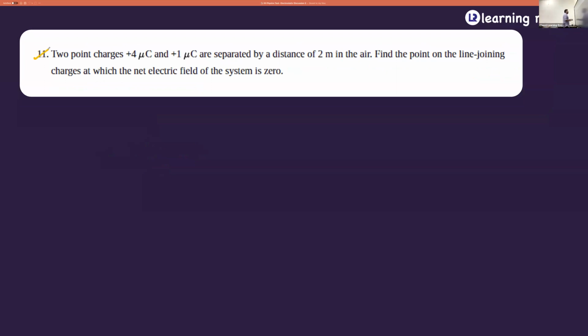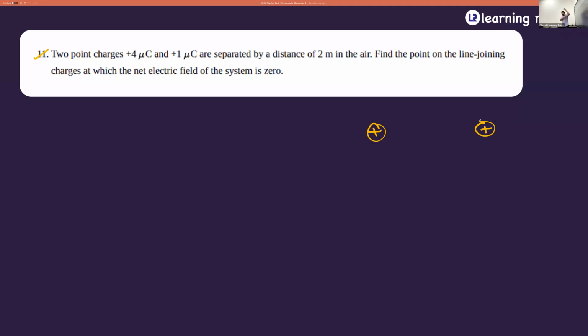So there are 2 point charges, 4 microcoulomb and 1 microcoulomb, which are separated by a distance of 2 meters in air. Find the point on the line joining the charges at which the net electric field of the system is 0. So where will it be 0? Similar kind of a question is there in the second chapter also. How is the question framed? Listen to the context. You have a similar kind of question.